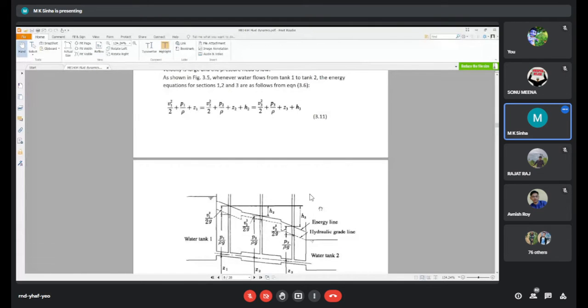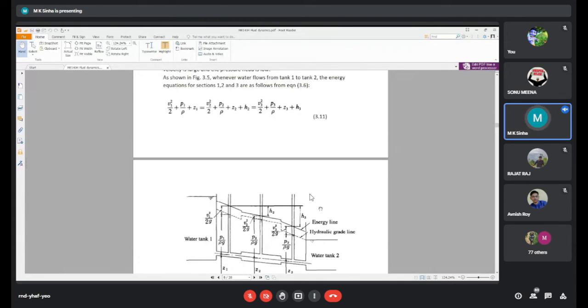See, the Bernoulli equations we have written at section 1, section 2 and section 3. At section 1 there are simply 3 terms, the summation of all energy: kinetic, pressure and potential. That is the concept.